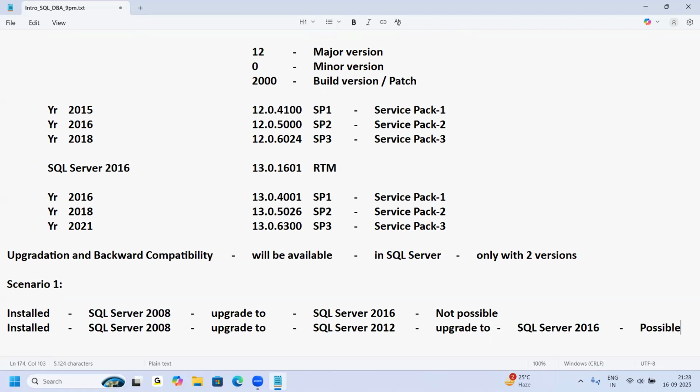Possible, yes. But what is the approach you see? First, you're upgrading 2008 to 2012, and from 2012, you're upgrading to 2016. 2016 becomes the second version, as 2014 is there in the middle.